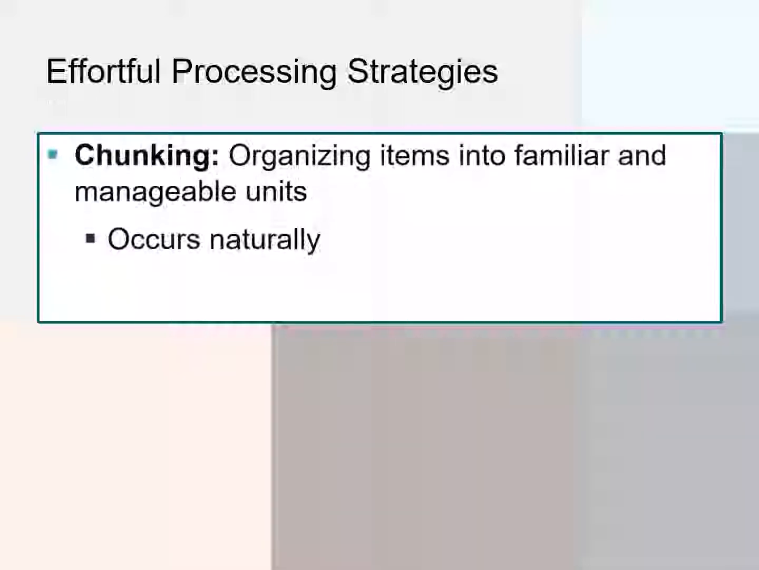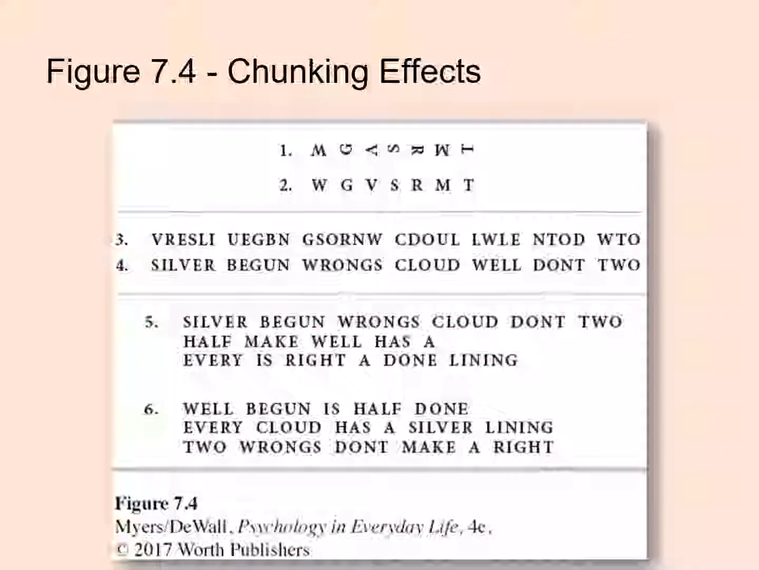So there are some effortful processing strategies to help improve encoding in memory. There's something called chunking. This is organizing items into familiar and manageable units. This occurs naturally. So when we chunk information, we organize information into familiar, manageable units.